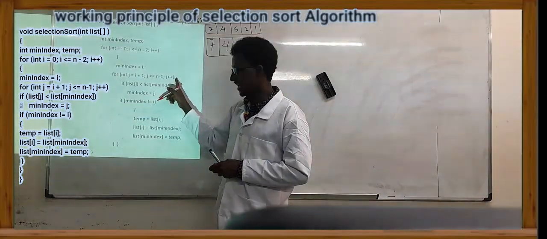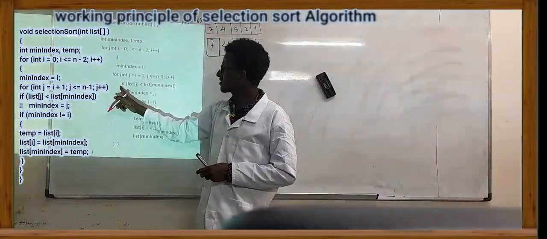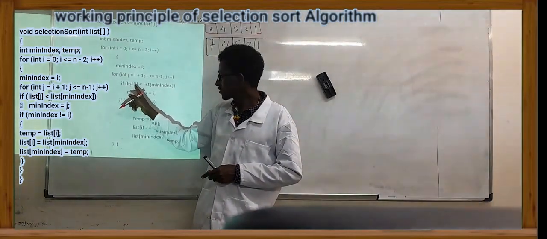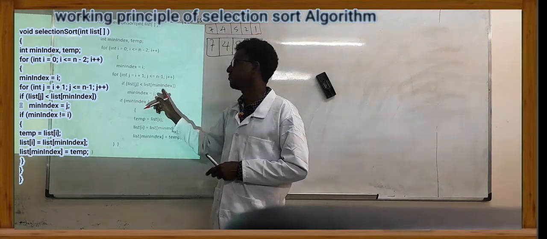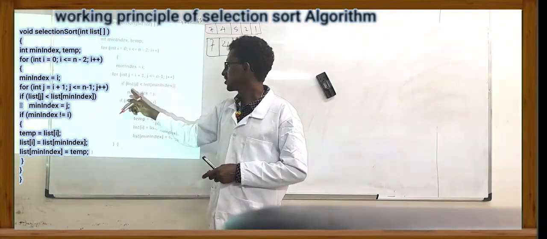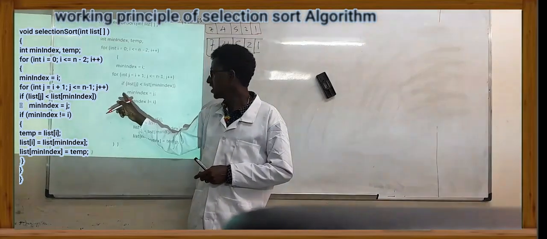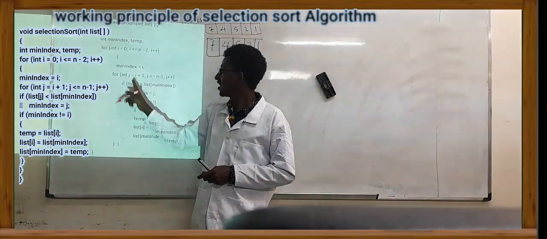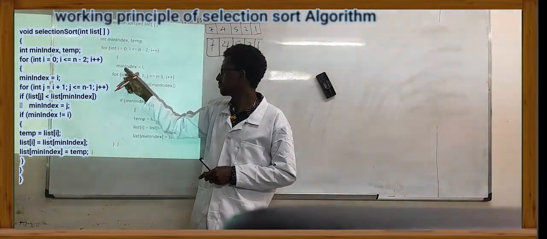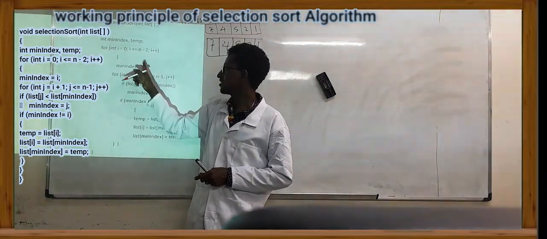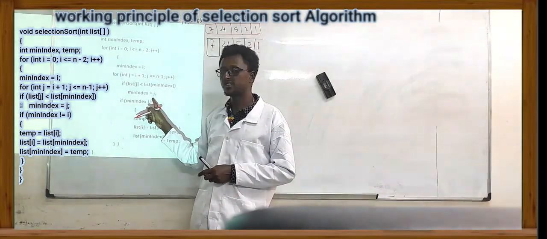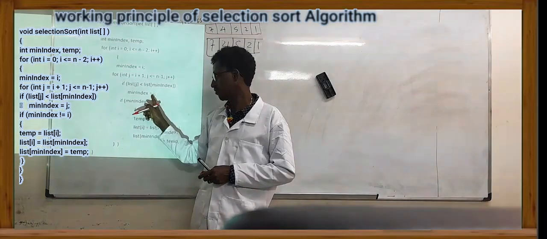Then, without braces, we check the condition: list of j is less than list of min index. If this statement is satisfied, we change the value of min index from i to j. Assume here min index is i, which is 0. If this statement is satisfied, min index is changed to the value j, or it takes the value of j.